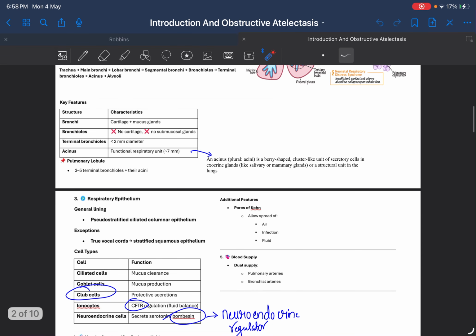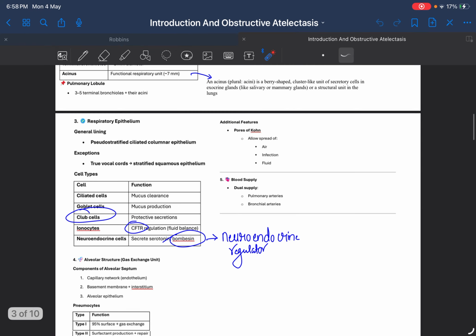Now let's talk about the key features. The bronchi contain cartilage and mucus glands, whereas the bronchioles do not have cartilage or submucosal glands. The terminal bronchioles are less than 2 mm in diameter. The acinus is the functional respiratory unit. It is basically a berry-shaped, cluster-like unit of secretory cells, also present in salivary and mammary glands, and it acts as a structural unit in the lungs. Then the pulmonary lobule is basically 3 to 5 terminal bronchioles with their acini.